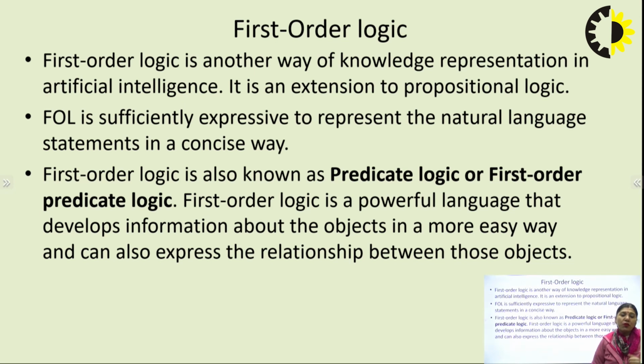Fine. So FOL is also known as predicate logic or first order predicate logic. It is a powerful language that develops information about objects in an easier way and can also express the relationship between those objects. So there are certain objects, or we can say quantities. These quantities have certain relationships, and these relationships have to be maintained by representing them in FOL.